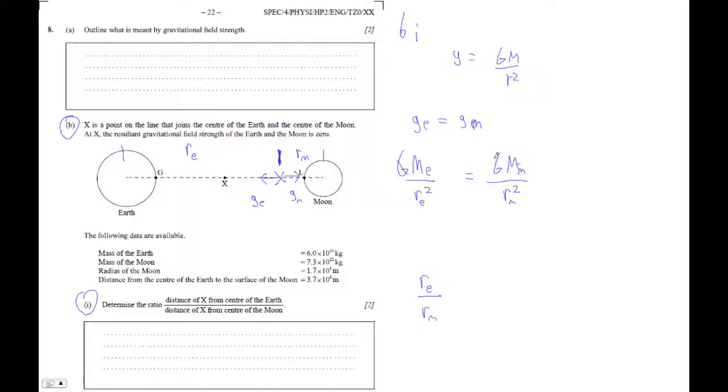So you're going to do some maths here. Cross multiply, divide, get RE on the top and RM on the bottom. Don't break any laws of mathematics. That's going to equal some expression, right? And it's going to be something like the square root of the ratio of the masses of the Earth and the moon, because you have to square root to get rid of the squares on these things, right?